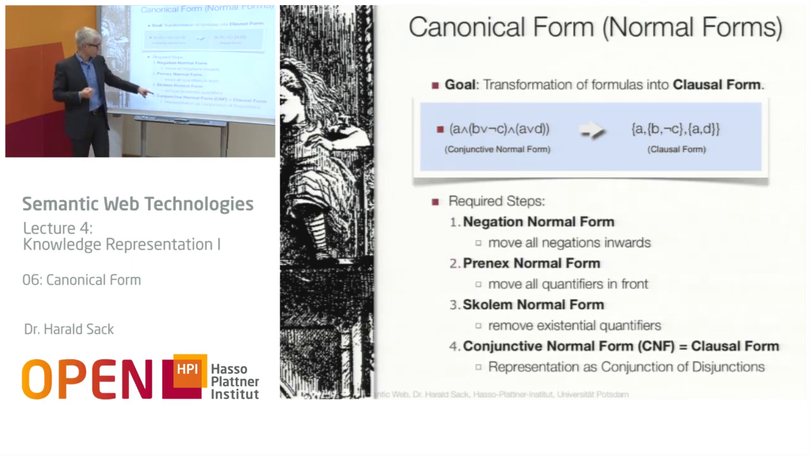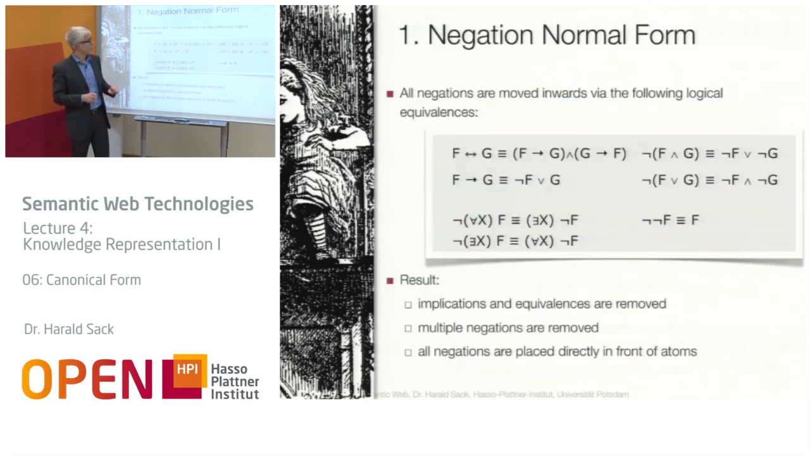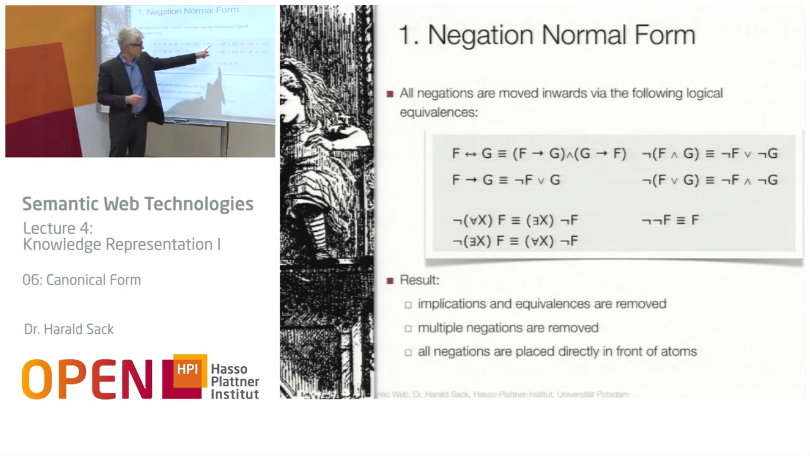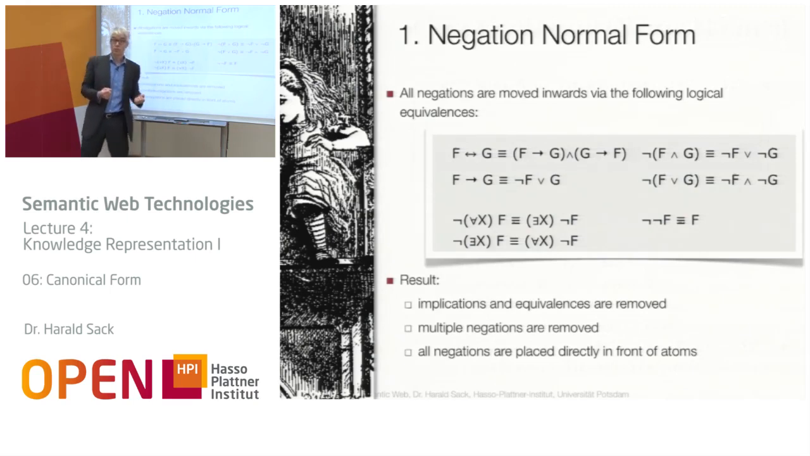And then we transform this into a conjunctive normal form or clausal form. We will do this step by step. So first thing, negation normal form. We have learned about special equivalencies, where I've told you that, for example, you can shift a negation inside braces. And this is what we want. We want to move the negations inwards of the logical formulas that we have.